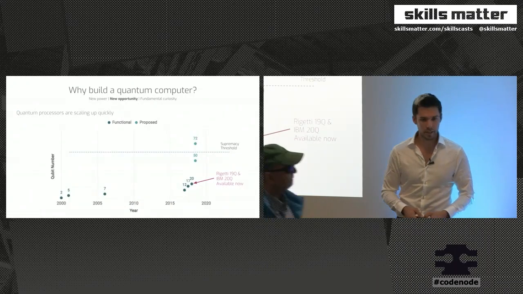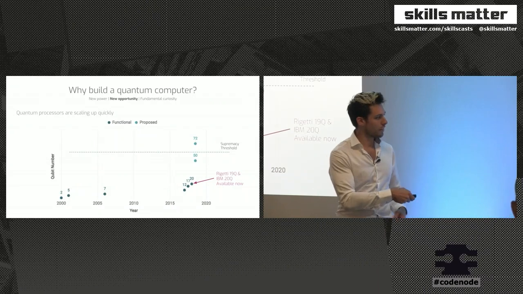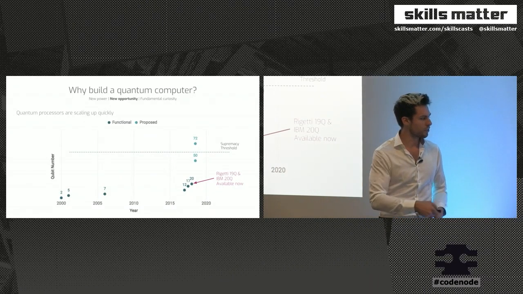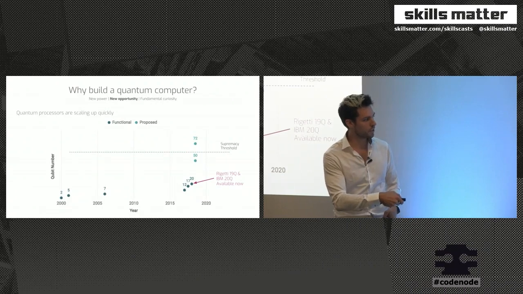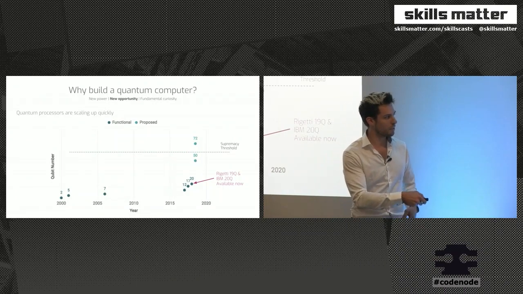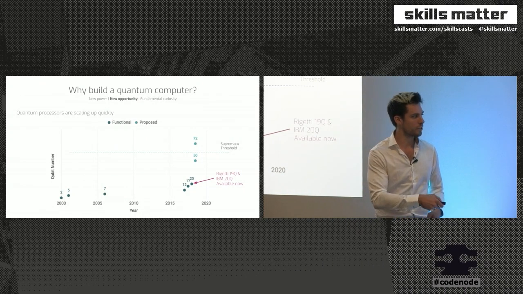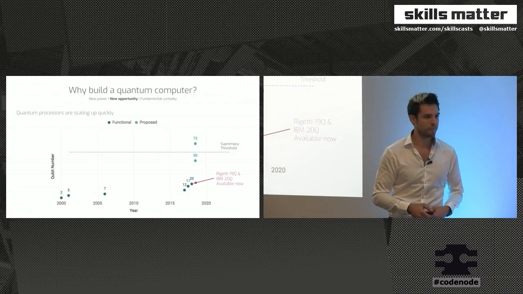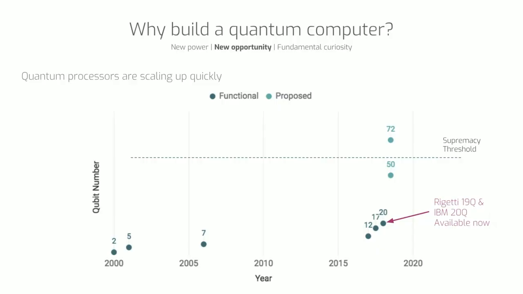So what's the state today? The state of play is that processors have actually started to scale up. We had a period of initial excitement in the early 2000s when people started to build a few types of systems in specific modalities, but there have been changes in scaling. There have been engineering changes in how we make hardware that have allowed people to scale up much more quickly. The two systems that are publicly available now are our 19-qubit system and IBM's 20-qubit system. And then, of course, there are more proposed systems at much larger scales.